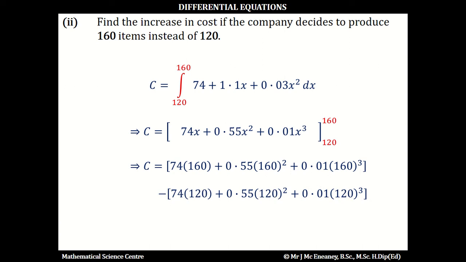And if we work out each of these separately, the first one works out as 66,880. The second one is 34,080. So when you subtract, the cost increase would be 32,800.